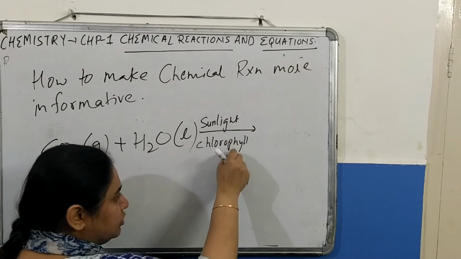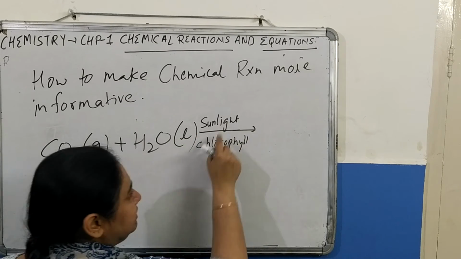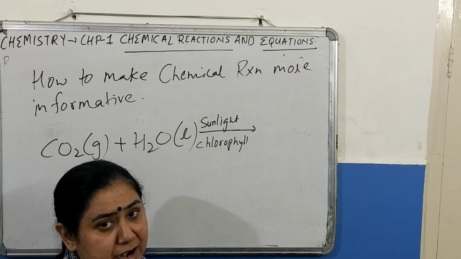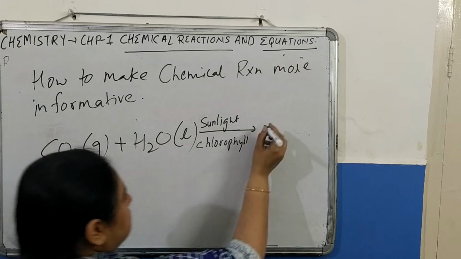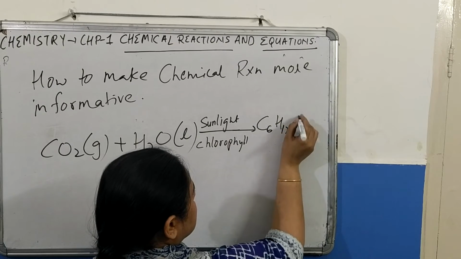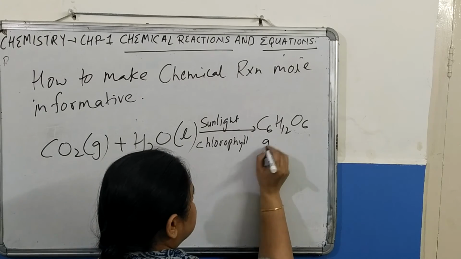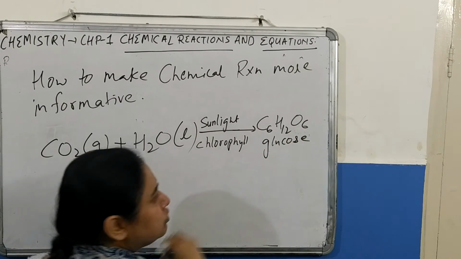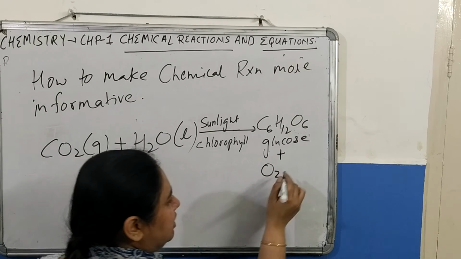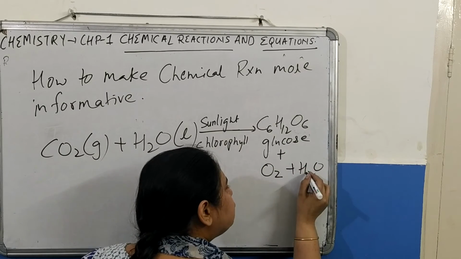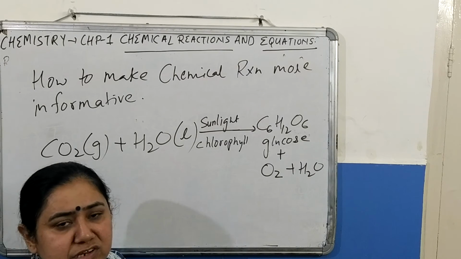So these are the 2 essential conditions which we write on the arrow. When we write it on the arrow, that means these are the conditions. If these conditions are absent, the reaction will not take place, right? So what will be formed? C6H12O6. What is this? Yes, it is glucose, as we are always saying in the class. Plus oxygen, very essential, and water also released in this. And we are going to do the balancing in the next lecture, right?